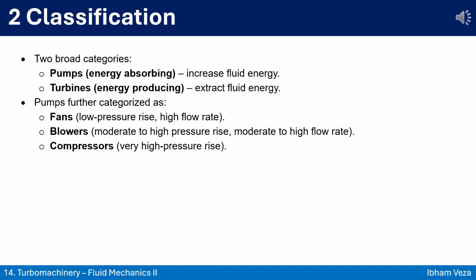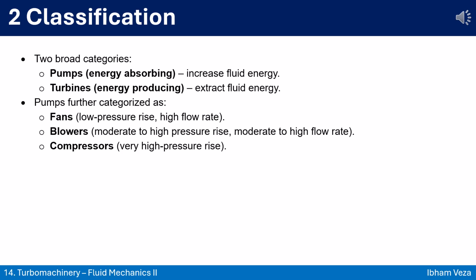2. Classification. Let's begin by organizing the vast world of turbomachinery into two fundamental types. The first are pumps. These are energy-absorbing machines. They do work on the fluid, increasing its energy, typically in the form of pressure or potential energy. Think of a water pump lifting fluid to a higher elevation or pressure. The second type are turbines. These are energy-producing machines. They extract energy from a moving fluid and convert it into mechanical work, usually in the form of rotating shafts, like in hydroelectric dams or steam power plants.